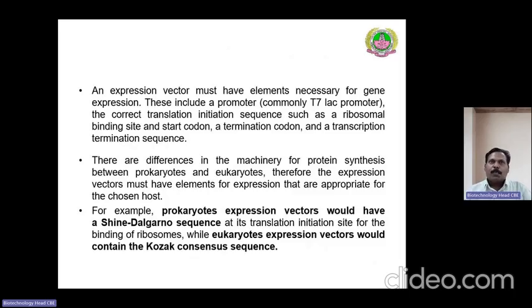Say, for example, the prokaryotic expression vector should definitely have an SD or Shine-Dalgarno sequence at its translation site, which will be helpful for binding of the ribosomes to initiate the translation process. Whereas in case of eukaryotic expression vectors, they would have the complement or an analog of the SD sequence of prokaryotes, that's called the Kozak consensus sequence in the eukaryote, that helps in binding of the ribosome to initiate the translation process.